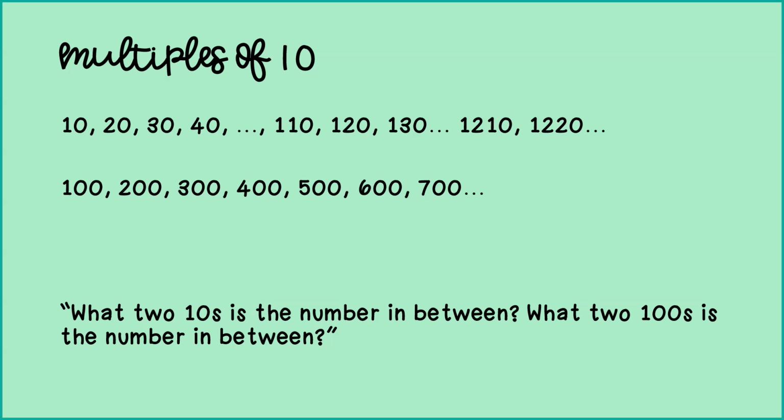Multiples of 10 are extremely important for an understanding of rounding. So students need to understand counting by tens indefinitely. So they start with 10, 20, 30, 40, but then they should also understand that 110, 120, 130, 1010, 1020, or 1210, etc. Those are all multiples of 10, and the same goes for hundreds.